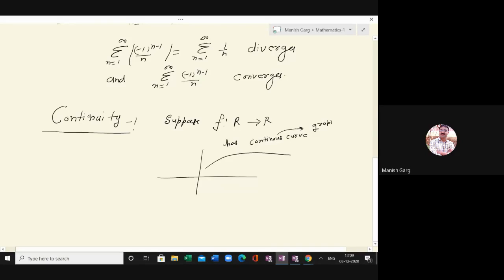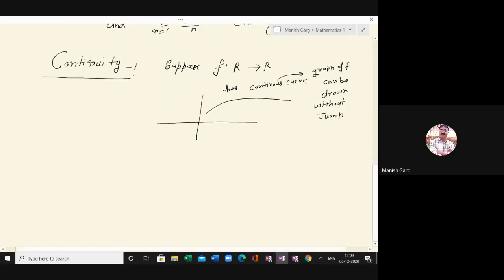The graph of f can be drawn without a jump. Or you can draw the graph in a continuous motion of the pencil without leaving the paper. Clear? So this is the continuity you can understand in a geometric way.